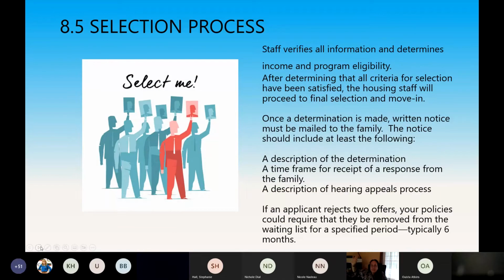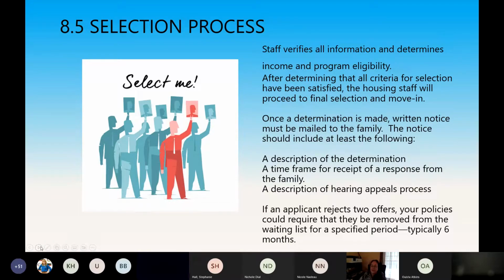Your selection process: your staff verifies all the information and determines your income and program eligibility. After determining that the criteria for selection have been satisfied, your housing staff will proceed to your final selection and move-in. Once that determination is made, written notice should be mailed to your family.